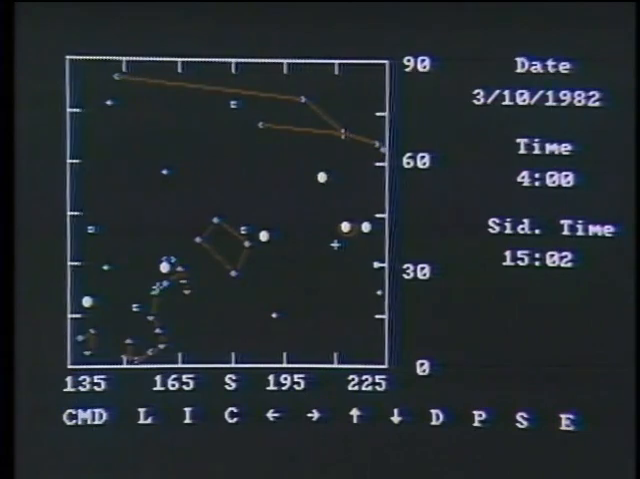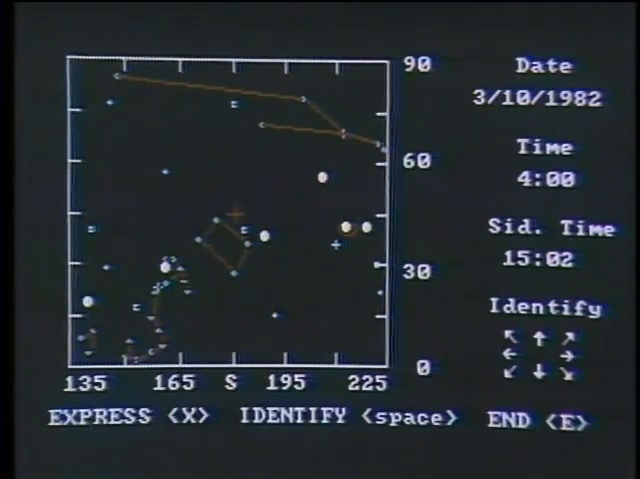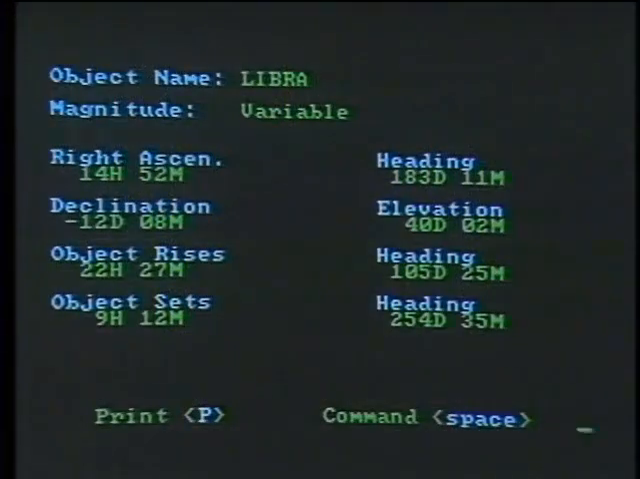To identify any object on the screen, one merely presses I for identify and moves the crosshair to an individual object. In this particular case, we'll pick the constellation that's kind of a square right in front of us. And if one has the crosshair centered on the screen, it'll tell us that this particular one is the Constellation Libra. It will tell you the astronomical location, the right ascension and declination, but also the azimuth and elevation, the compass heading, and how high, the time it rises, and the direction from which it rises, and the time that it sets.